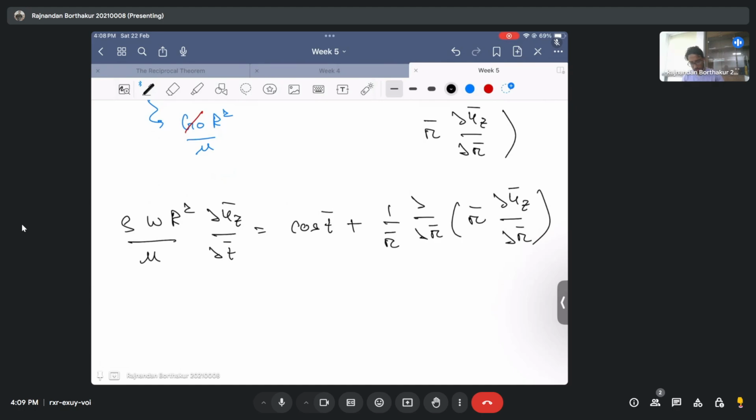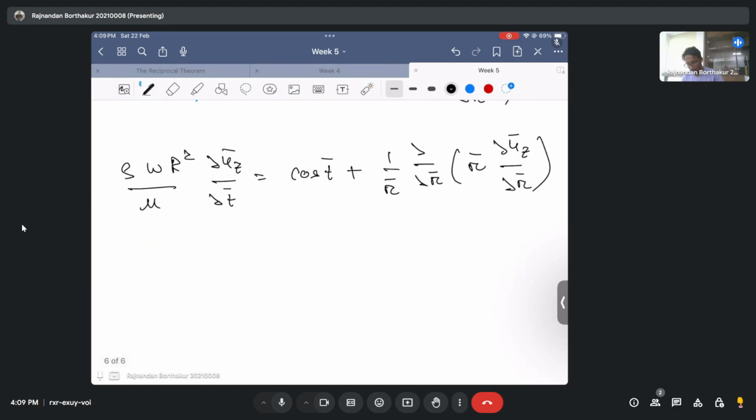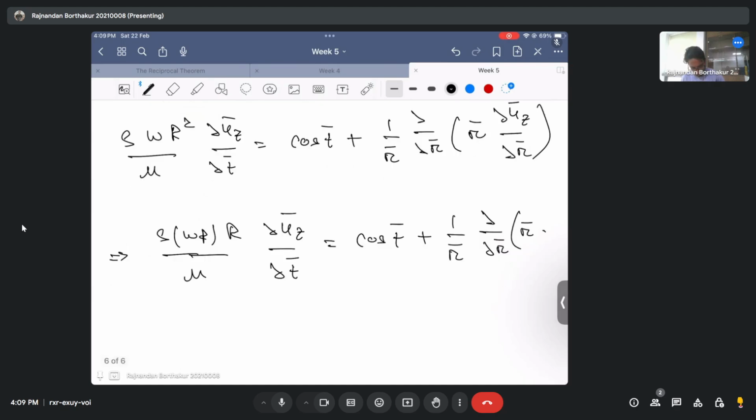All right. So let's do one thing. Let's simplify this term and we will see an interesting thing here. I can always write this term as something like this. It is rho omega r times r by mu, del u bar by del t bar, and this is cos of t bar plus 1 upon r bar del r bar of r bar times del u z bar by del r bar.